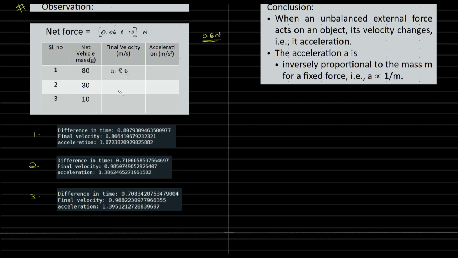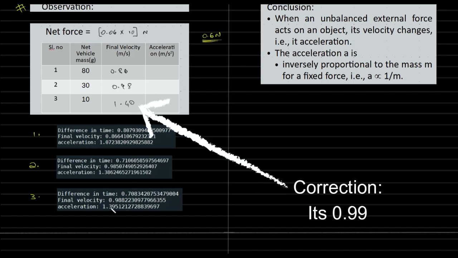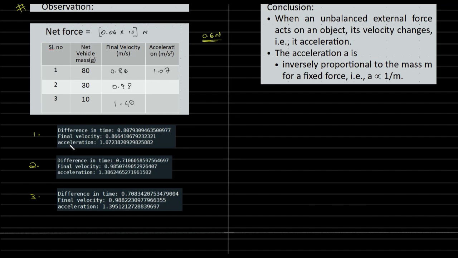The final velocity of the first one is 0.86, and this is 0.98. This is 1.340, 1.395, right? 1.40 is good enough. Acceleration is 1.07. Please see here. This is your acceleration. This is your final velocity. This is 1.39. The last one is again 1.40, right? If I approximate, this is 1.39 and this is 1.40. A small variation, but still a variation.